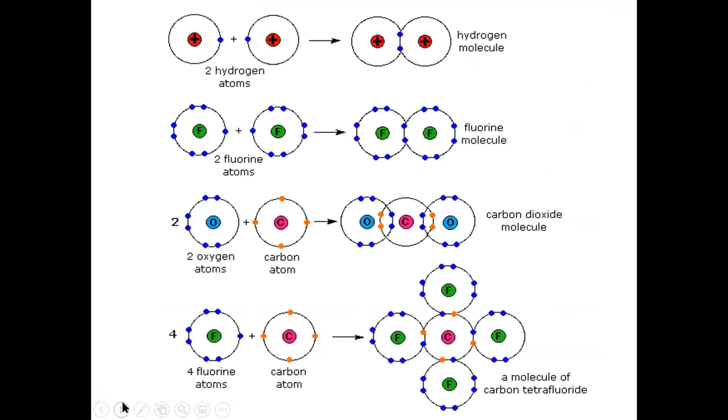Now we will discuss some other examples, like the hydrogen molecule. 2 hydrogen atoms are there. In the case of fluorine, this is a structure of carbon dioxide, and this is a structure of carbon tetrafluoride.